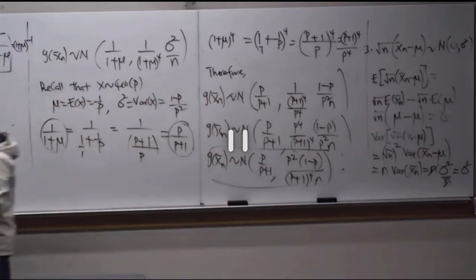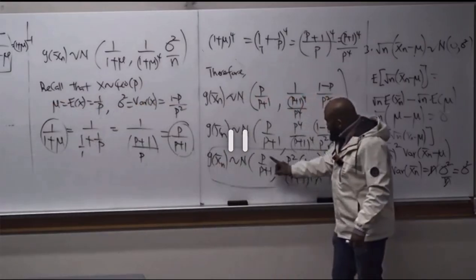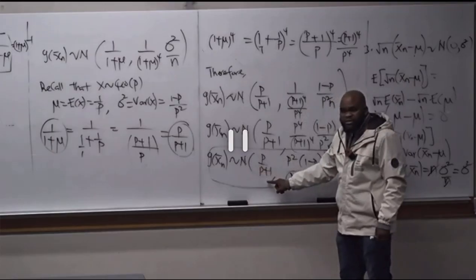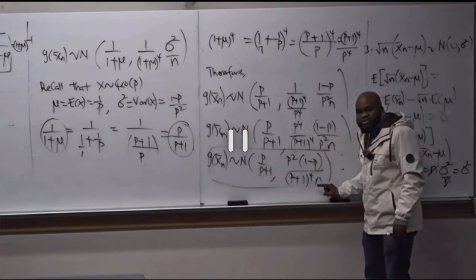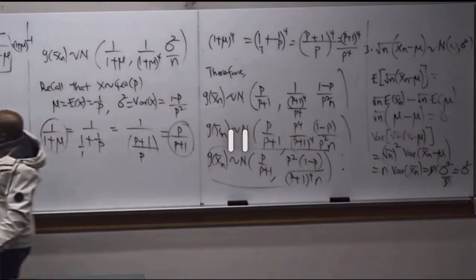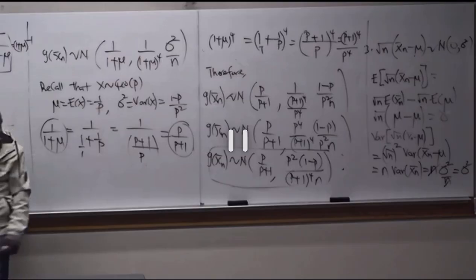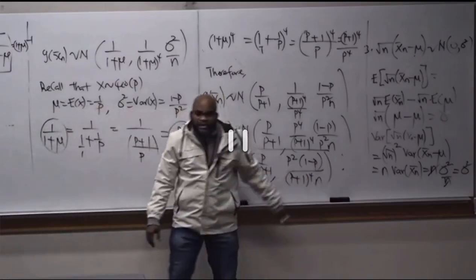Now, this is what the coach is saying: the shooting efficiency has a true mean of this, and this is the true variance. What is the estimator? The estimator is this. So the estimator here follows a normal distribution with the mean of this and the variance of that.